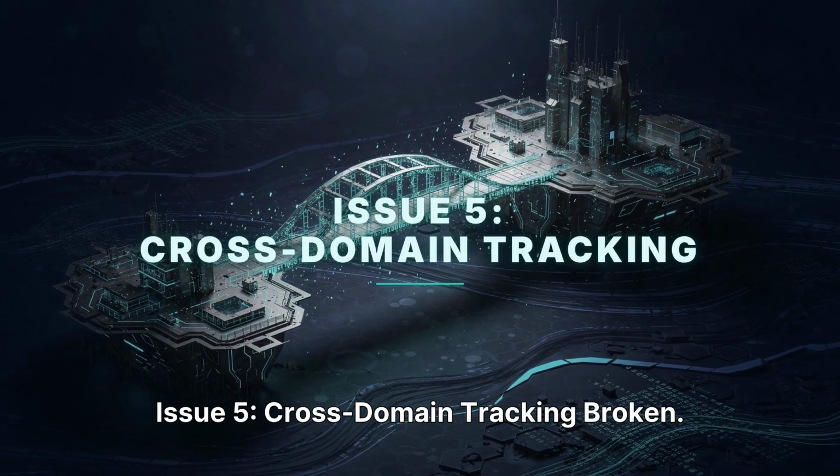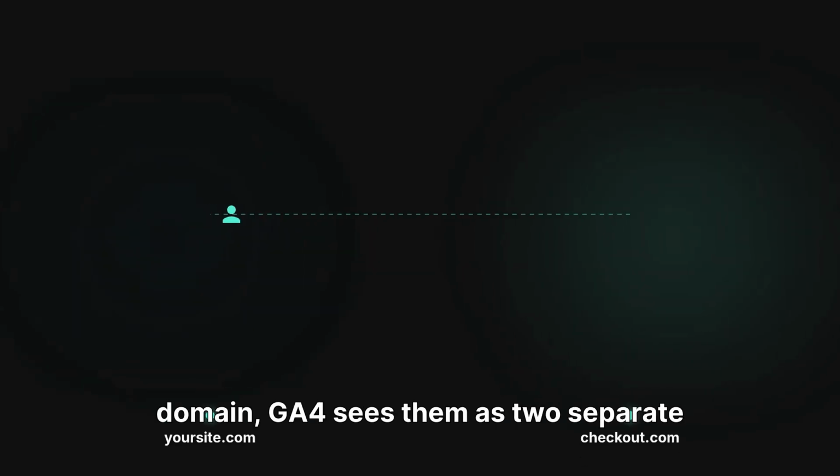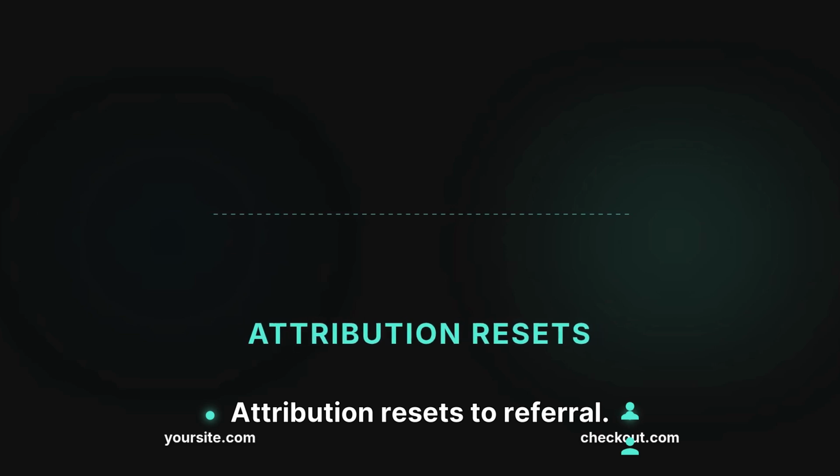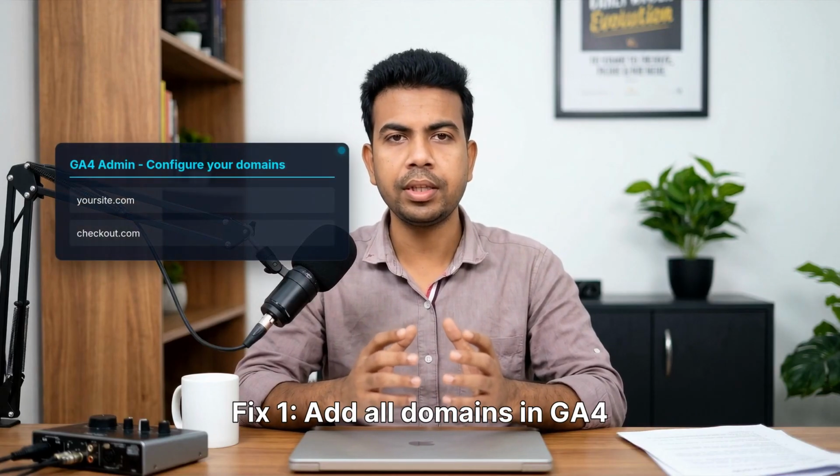Issue 5. Cross-domain tracking broken. The problem: when users move to a different checkout domain, GA4 sees them as two separate people. Attribution resets to referral. Fix 1. Add all domains in GA4 admin.